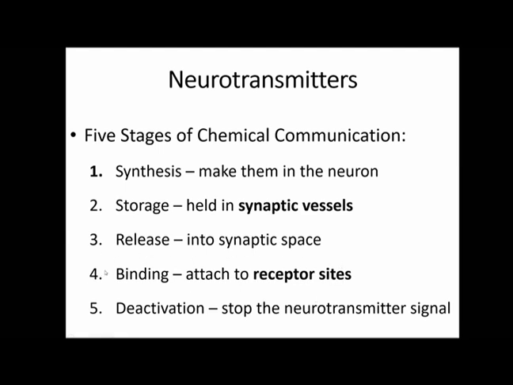And once those neurotransmitters have bound to our postsynaptic neuron, once they've attached to that receptor site, they're going to cause some sort of change in that postsynaptic neuron. They're either going to excite it and cause an action potential, or they might inhibit it and reduce the chances of having an action potential happen. And once they've done that, they've kind of finished their job. And so the last step is to deactivate or stop that neurotransmitter signal. And so for this stage, you remove those neurotransmitters from the receptor sites.